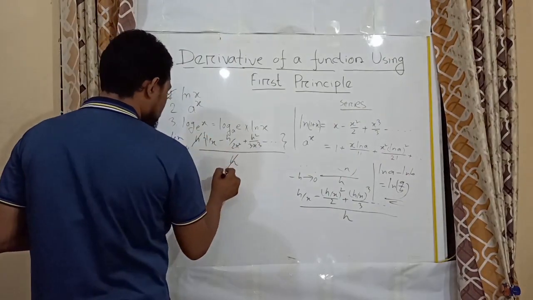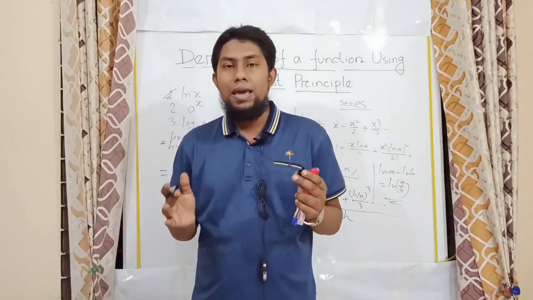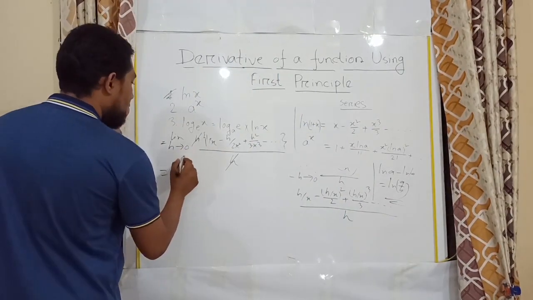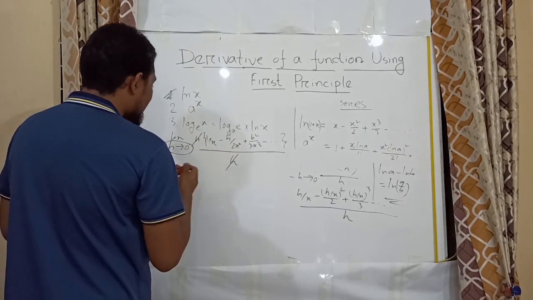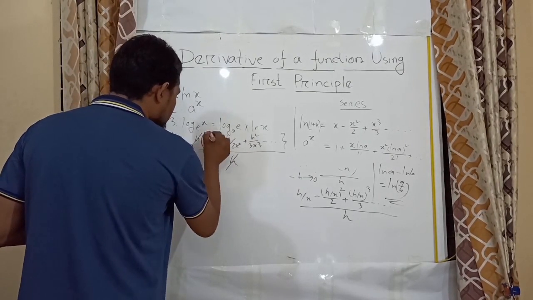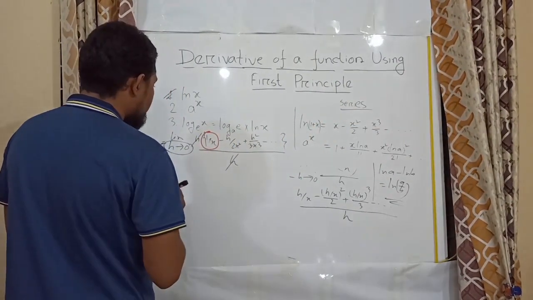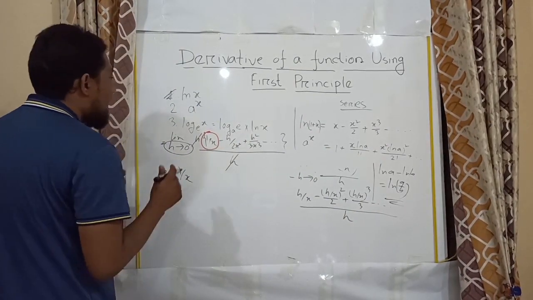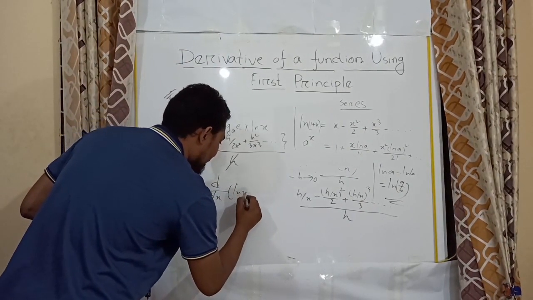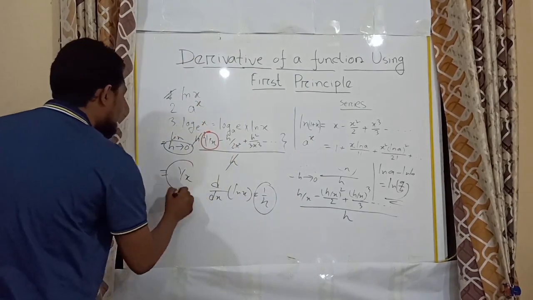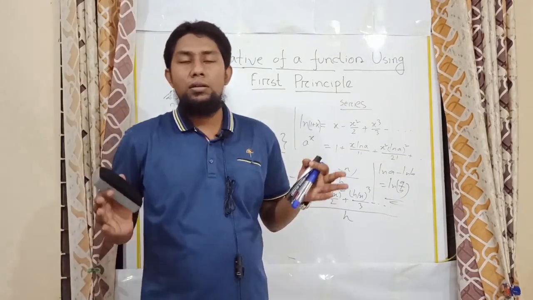Now this h and h will be cut, and now we will use h tends to 0. If we use h tends to 0, what will it be? In this term there is no h, so all the higher terms will be 0. So we will get our result 1 by x. As we have done previously, d/dx of ln x equals 1 by x, and the result has come here 1 by x, so our result is true. And so we will go to the next math.